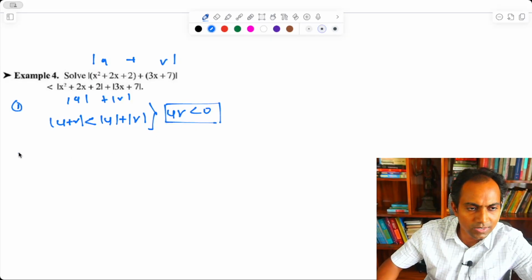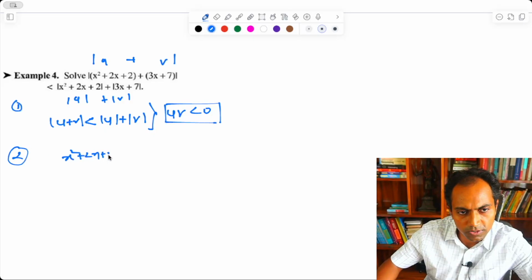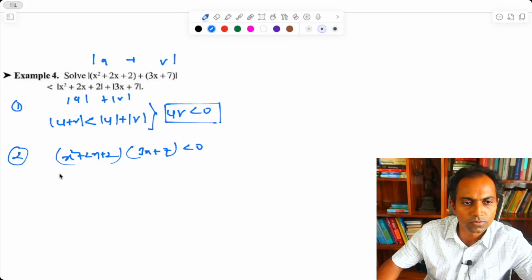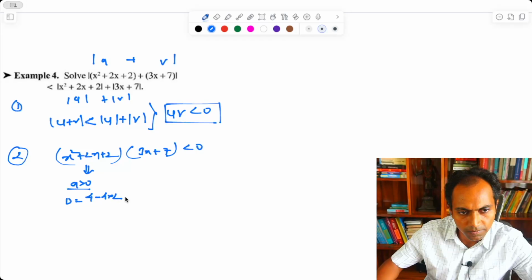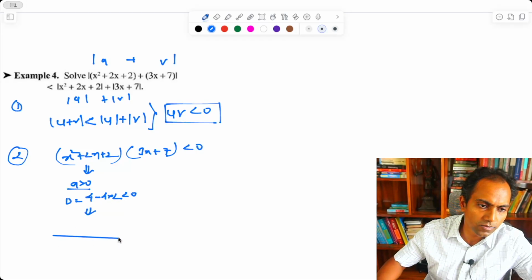Okay. So in the next part, what we are going to do is, we are going to write u, x square plus 2x plus 2. We are going to multiply it with v, that is 3x plus 7, and put it as smaller than 0. Now after this, we will have to view our magic. Now this part, if you very closely observe, a is greater than 0, and if you find the value of d, it would be b square minus 4ac becomes smaller than 0. That would mean this will be a polynomial function whose graph would be above x-axis, and hence this will always be positive.